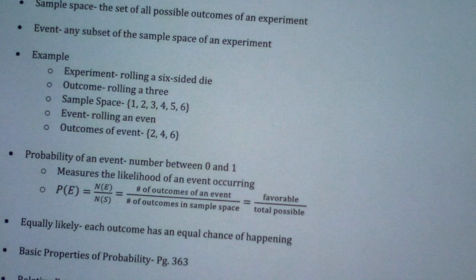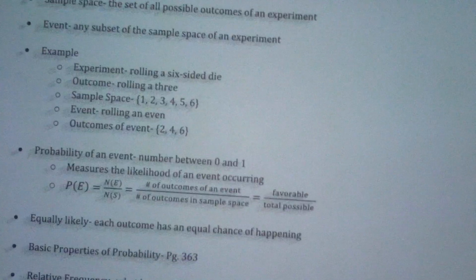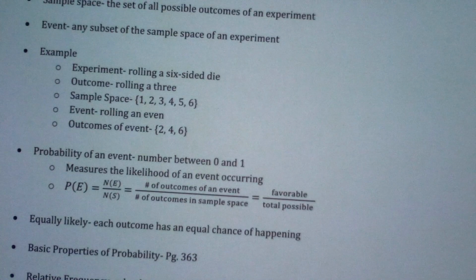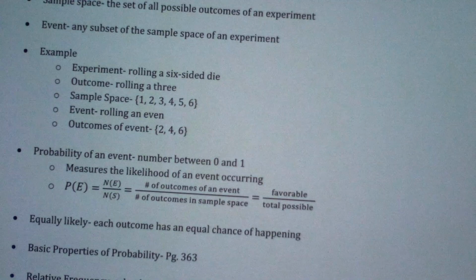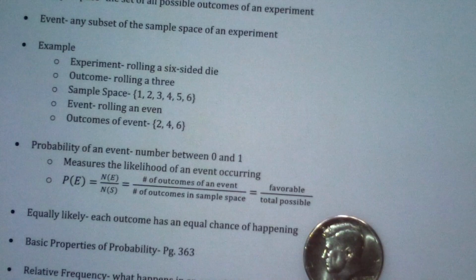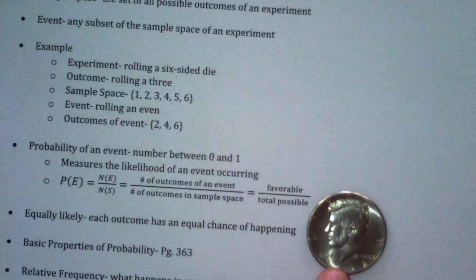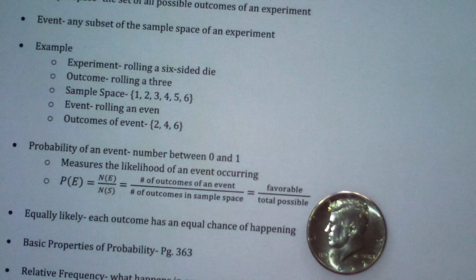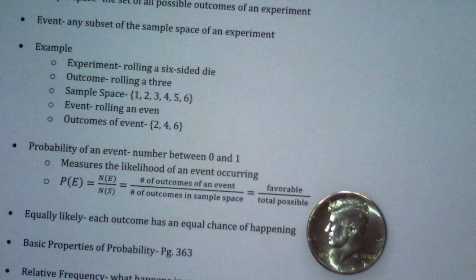And then equally likely, so each outcome has an equal chance of happening. This would be like a coin. If I flip a coin, isn't it supposed to be 50% chance it's heads, 50% chance it's tails? There are some arguments that flipping a heads is more likely, or a tails is more likely because there's more metal on the head side and it's heavier. We're not worrying about that. We're just assuming this is equally likely, or fair is the other word. If they say it's a fair coin, that means it's supposed to be a 50-50 shot.